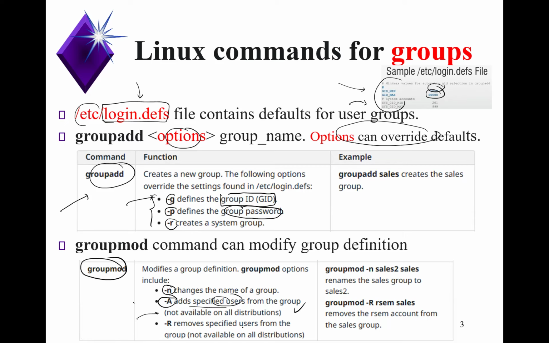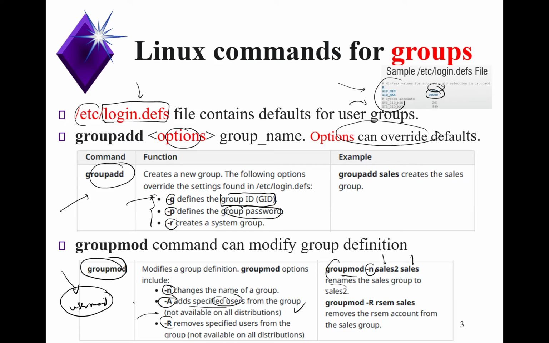So what do I do? You have to use the usermod command to add users. So -a is not available in Ubuntu either. -r is removing the specified users from the group. All right, -r. So -n sales, for example, these are examples here, right? So groupmod -n sales2, where sales2 is the new name. The old name was sales.